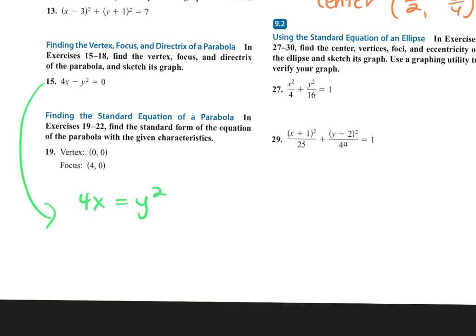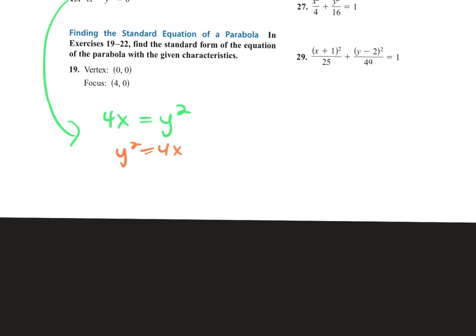Because your brains are so far trained to have that squared on the side, I would recommend flipping it. You don't have to, but I would say flip it. So then I get y squared equals 4x. So it's a parabola that faces to the right because it's a y squared and it has a positive 4p. Your vertex is at 0, 0. Your 4p is 4, which means p is 1.